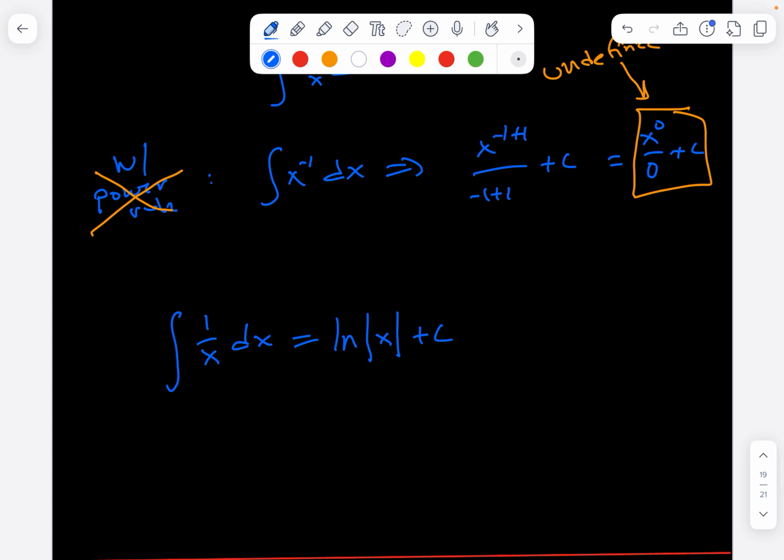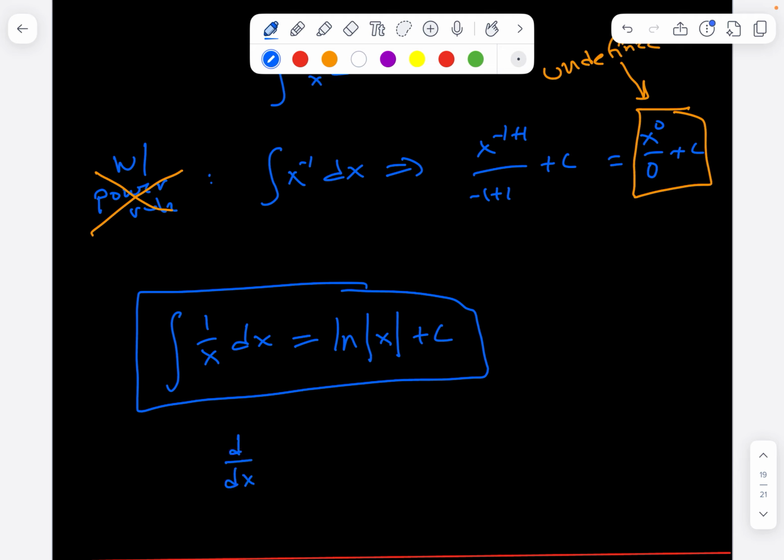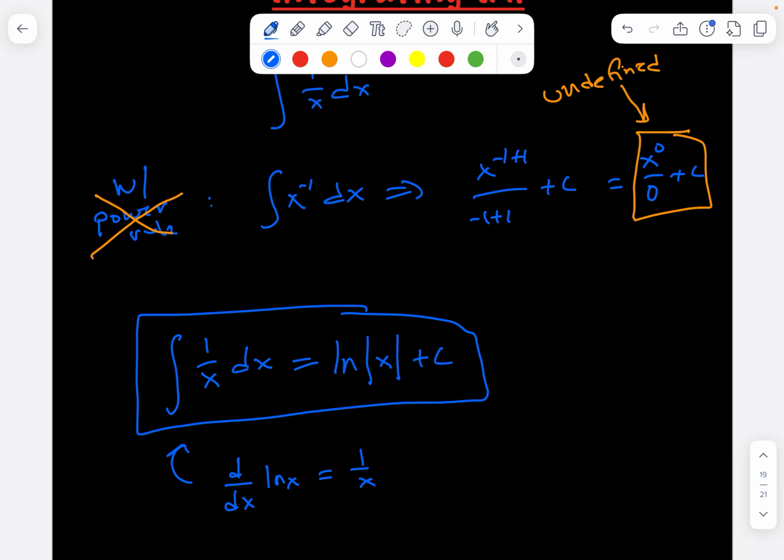So where this originates from, if you are curious, if you take the derivative of the natural log of x, you get 1 over x. And because the derivative and integration work backwards, that is where that formula comes from. So this is our general form.